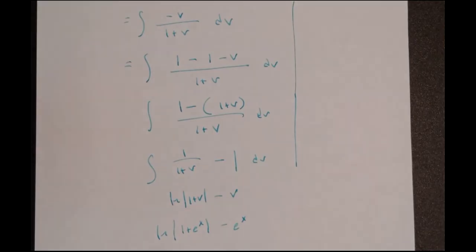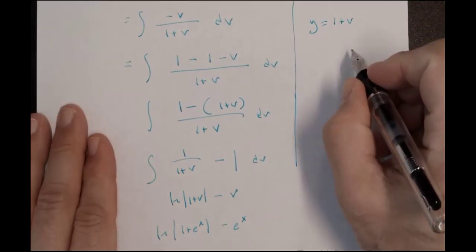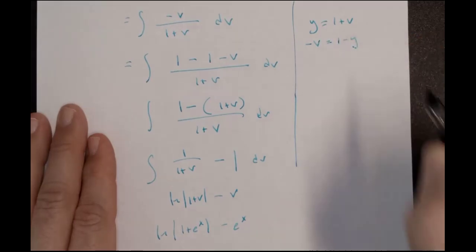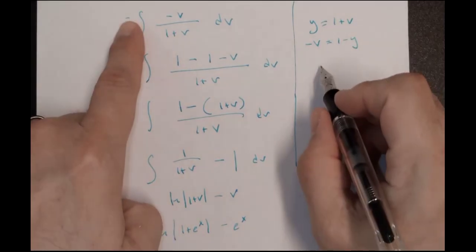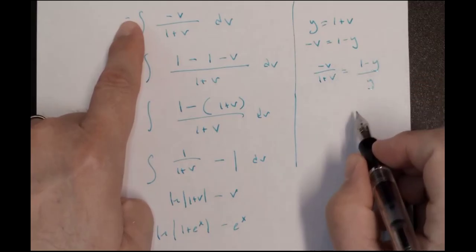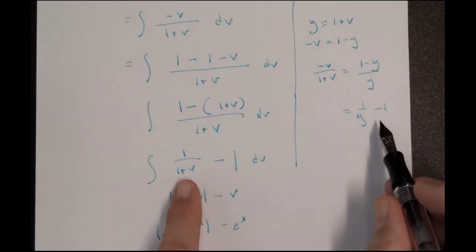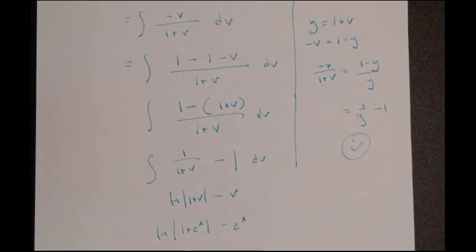Now, Cody, you wanted to do a sub for 1 plus v, right? Yeah. So let's say y equals 1 plus v, then minus v is 1 minus y, right? So this integral, negative v over 1 plus v, becomes 1 minus y over y, which is 1 over y minus 1. Isn't that exactly where we just ended up? 1 over thing plus, aha, it gives me the same place. So yes, that works too. Lots of different ways to solve the integral. Your magical bag of tricks.